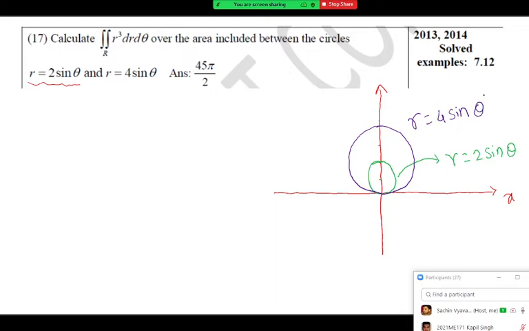We have drawn these two circles and the region is in between these two circles. The region is in between them. So we should highlight that region, and the region is this one. Okay, so that's the region of integration.